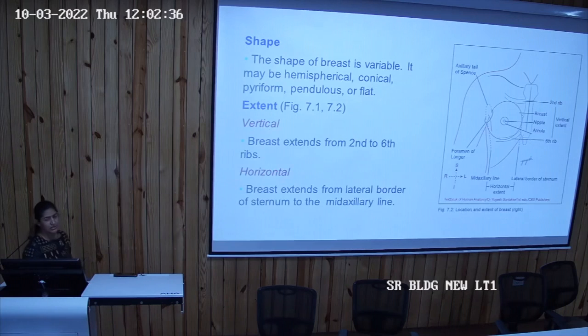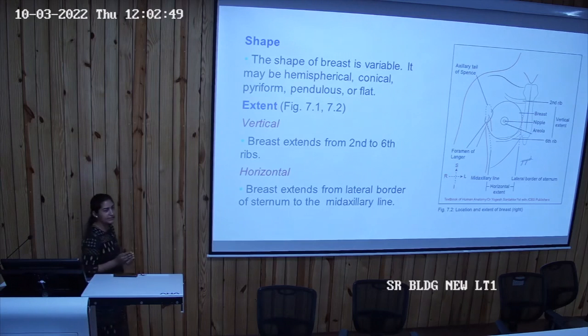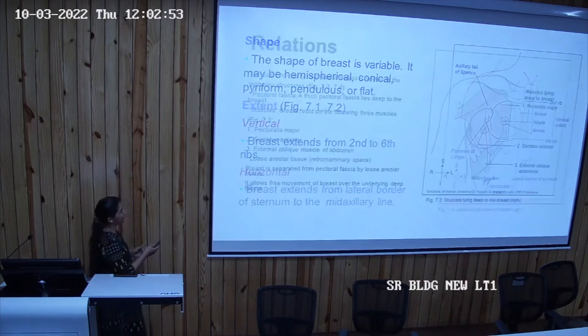Now coming to the shape of the mammary gland. The mammary gland is variable in shape. It is hemispherical to conical, pyriform, pendulous or flat in shape. Now coming to the main thing, that is the extent. A vertical extent is there and a horizontal extent is there. So this will be the vertical extent.